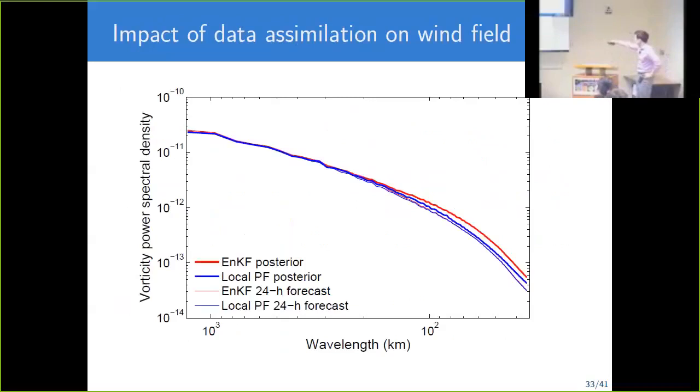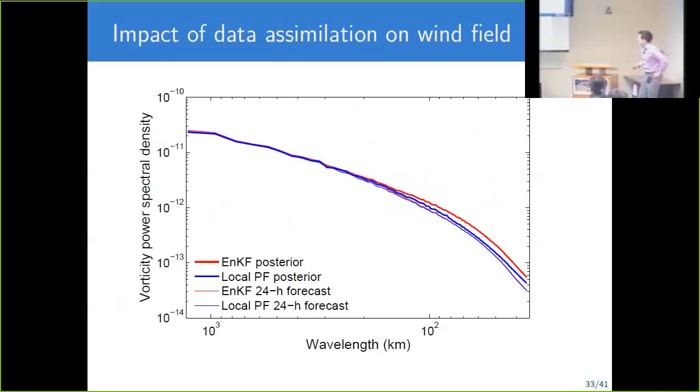And these really fine blue and red lines are 24-hour forecasts that are valid at the same time of each one of those forecasts for the ENKF and the localized particle filter. And so essentially, these two are right on top of each other, and they should be, because if you run your model out for 24 hours, on average, they're going to give you a very similar power spectra for the vorticity field. I mean, you're essentially approaching a climatological value for the model there.